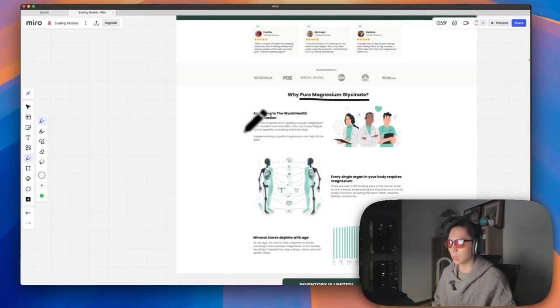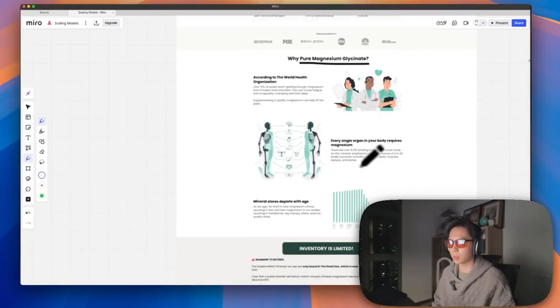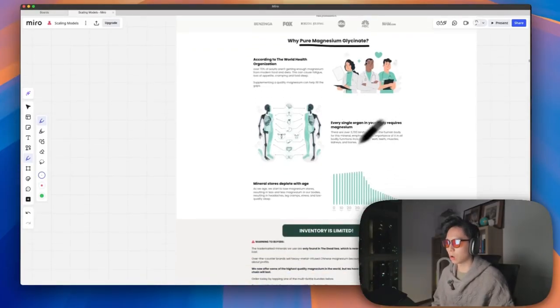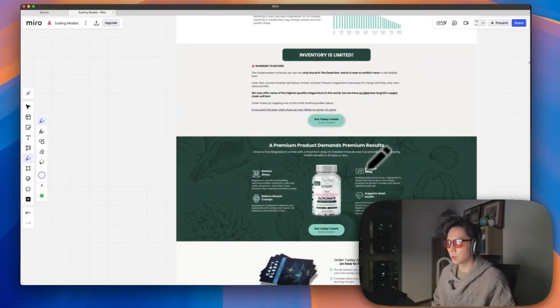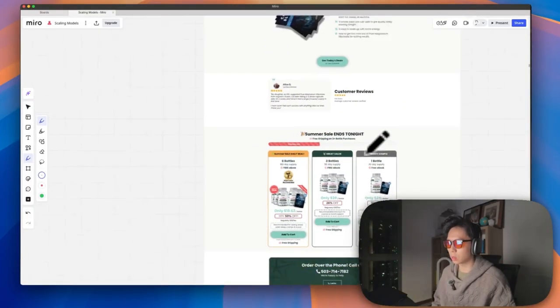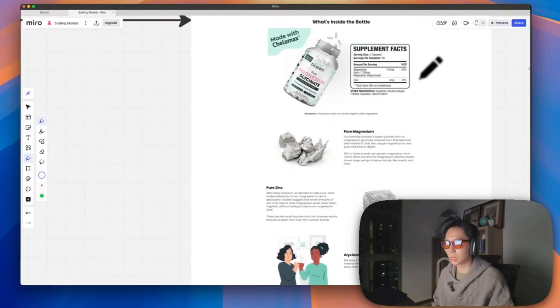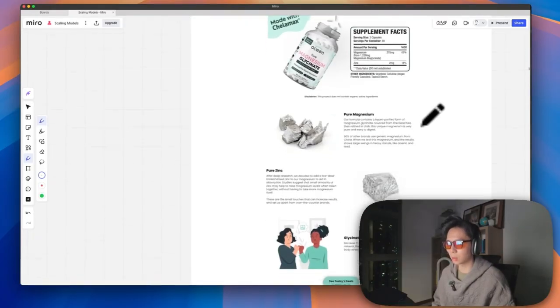So he explains in here why, according to WHO, we lack quality magnesium in our bodies. Every single organ requires magnesium, and this mineral depletes with time. And as the page goes on, we talk about what's inside the bottle. So this is the unique mechanism of the solution.